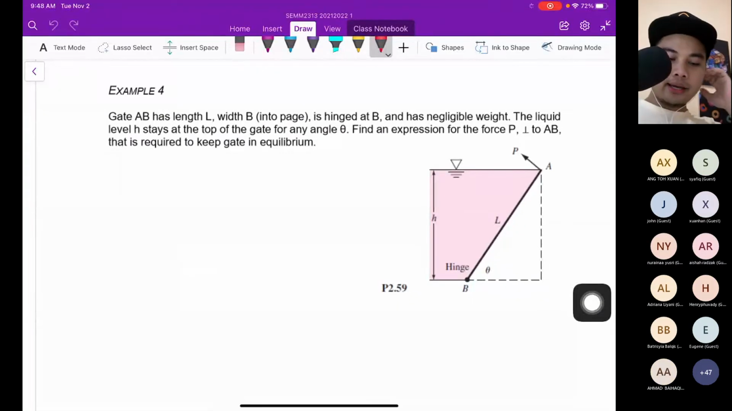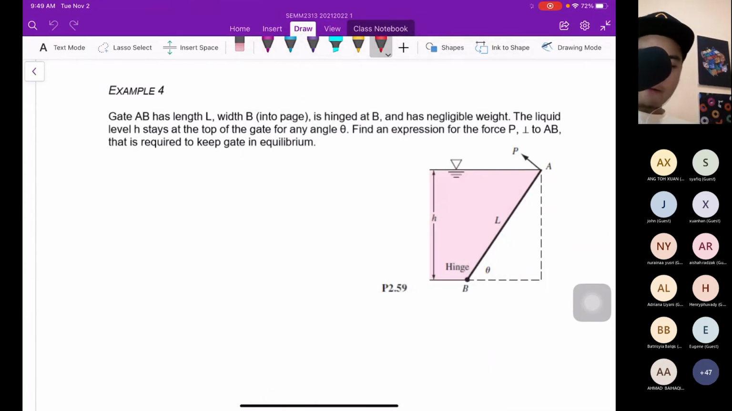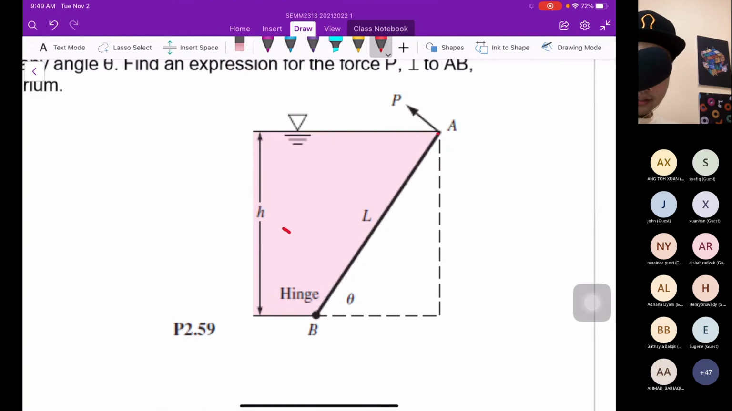Please focus here. You can see the gate AB has length L, width B, is hinged at B, and has negligible weight. The liquid level H stays on the top of the gate at any angle theta. Find the expression of force P perpendicular to AB that is required to keep the gate in equilibrium. The first part, we need to have the free body diagram. From here, where is the force? We have the P in this direction and we have the resultant force in this direction.